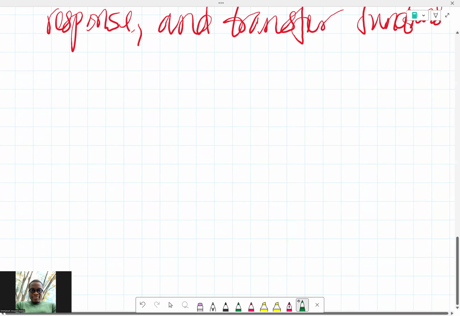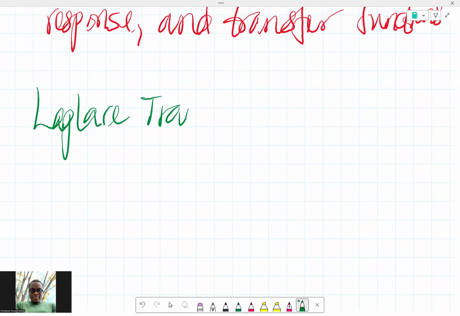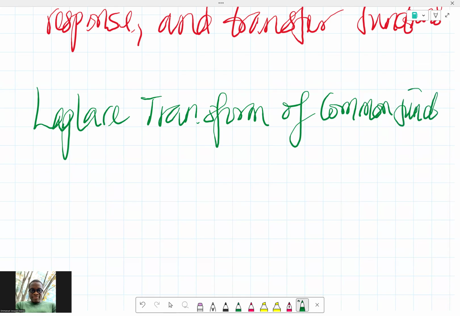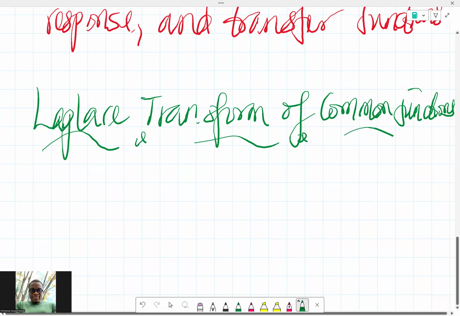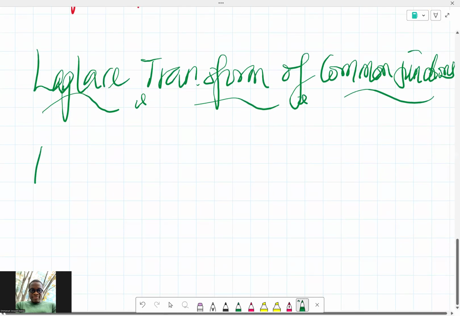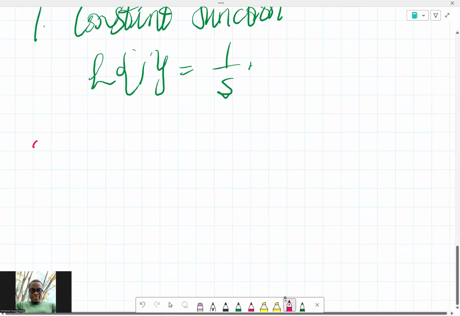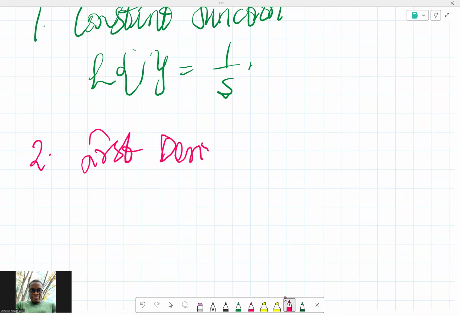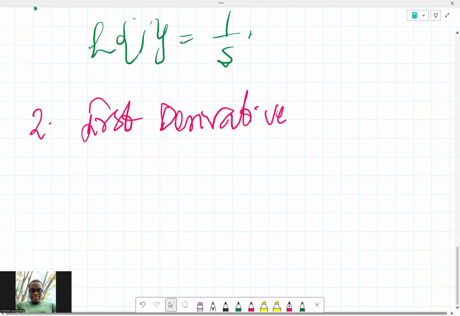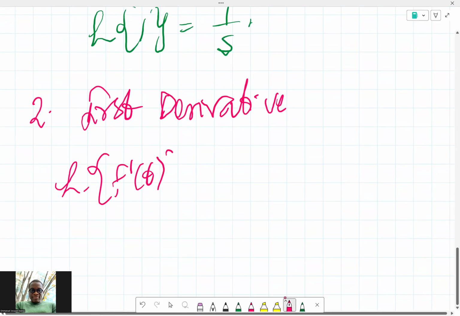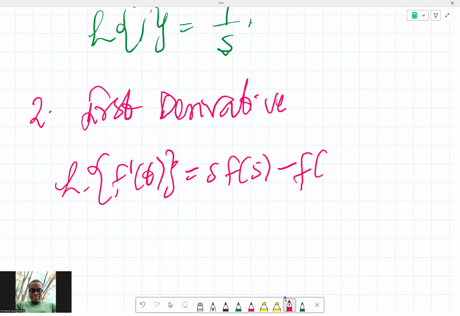So let's move on to talk about Laplace transform of common functions. We've come across this a lot, but just to refresh our memories. For a constant function, we have L of 1. If you have any constant, that would simply be the constant, the number, over s. Number two, we have the first derivative. If you're talking about differentiation, the first derivative is L of f prime of t, and that will be the same as s F(s) minus f(0), the initial value.